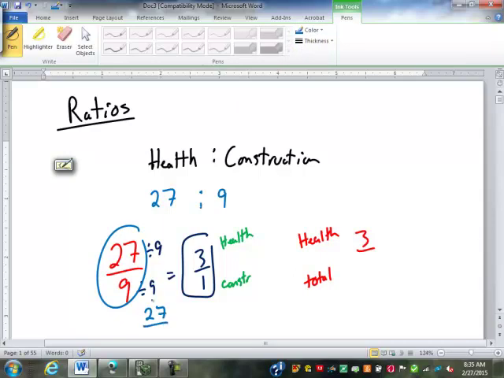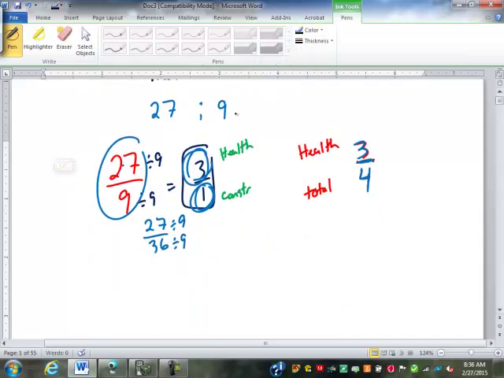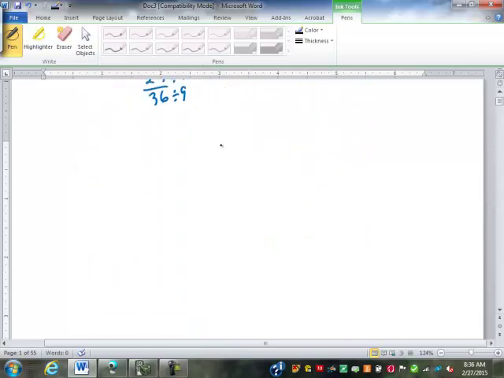If I use 27 for the math for health, 27 plus 9 would be 36. So now I reduce that to get the 3 over here, divided by 9. If I divide by 9 with the 36, I'm going to have 4. So that saying is, if there's a ratio of 3 health students for every 1 construction student, well, then there's 3 health students for every 4 total students, just adding the 3 and the 1 together to get a total. I could have done a similar thing to do a ratio of construction students to total.